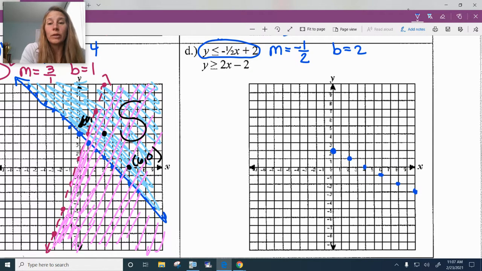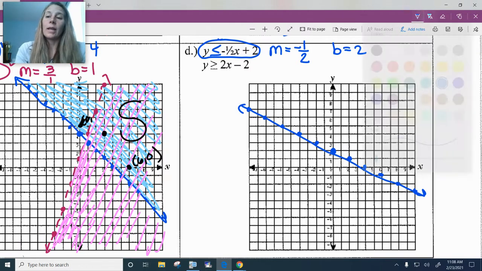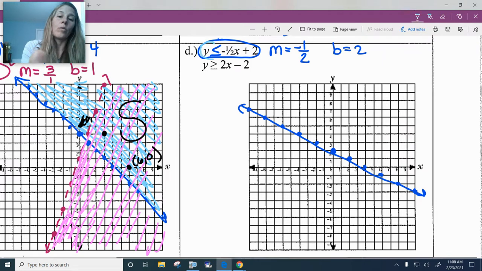If you put the negative on the 2, then you would have gone up 1 to the left 2. But notice those points are on the same line. You do have the equal to on your inequality symbol here, so you're going to do a solid line through all those points. And now for shading, y is less than the line, so all the y values that are less than the one on the line are down here.